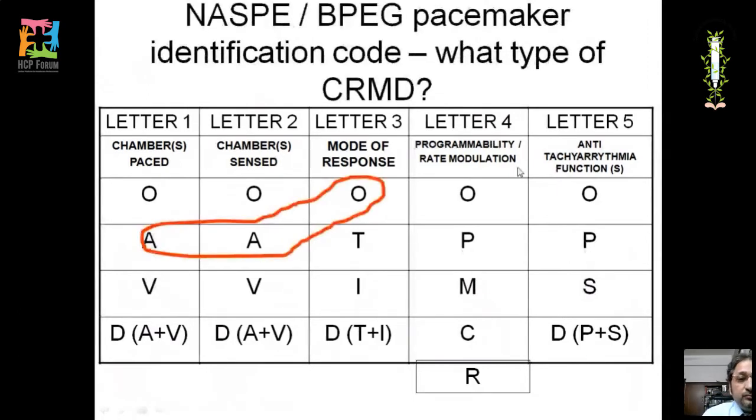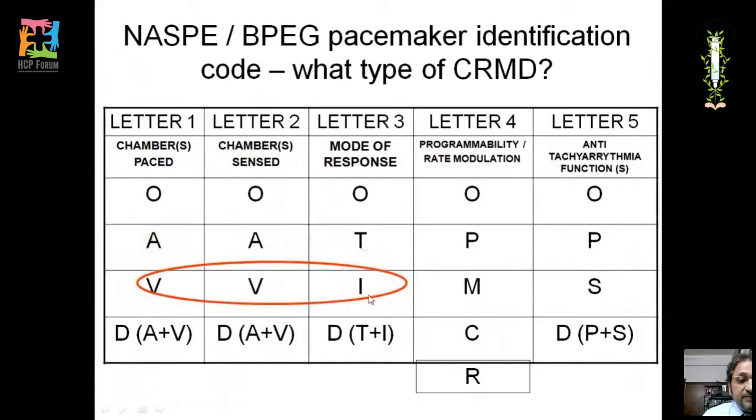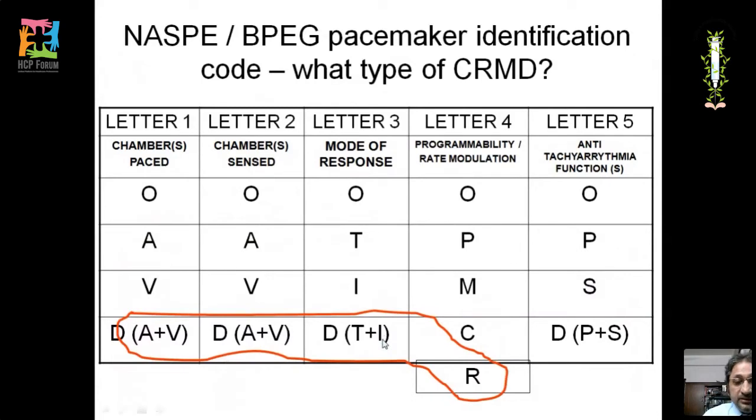So from this knowledge, you can very well understand what type of pacemaker this is, AAO. So here, atrial pacing, atrial sensing, mode of response is none. Here, similarly, the mode of response is inhibited. This is a ventricular pacing VVI mode, and this is a dual chamber pacemaker, and this is a dual chamber pacemaker with a rate responsive function.